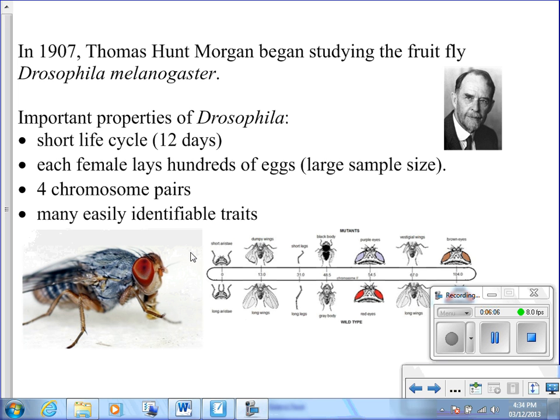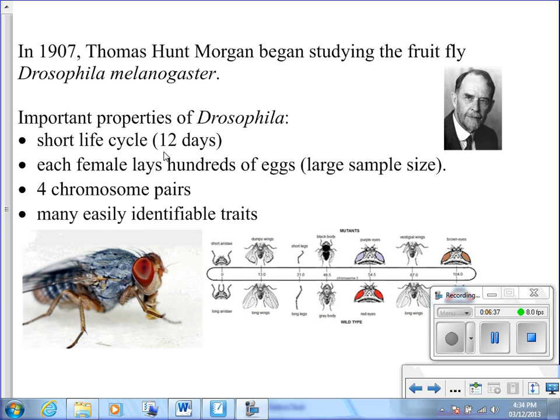eye color. Now, just like Gregor Mendel chose the garden pea for specific reasons, Thomas Hunt Morgan was very fortunate in choosing the Drosophila, and he did choose it for specific reasons. With the Drosophila, there is a very short life cycle. Whereas Gregor Mendel could grow 2 or 3 generations in a single year, Thomas Hunt Morgan could grow many, many more generations of Drosophila because they have a life cycle of only 12 days.